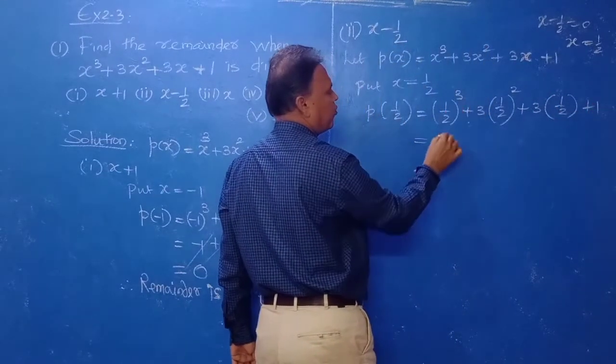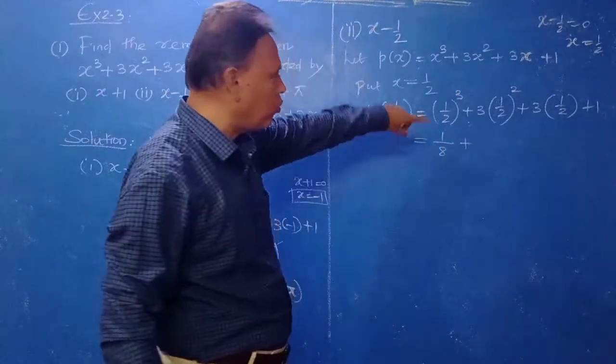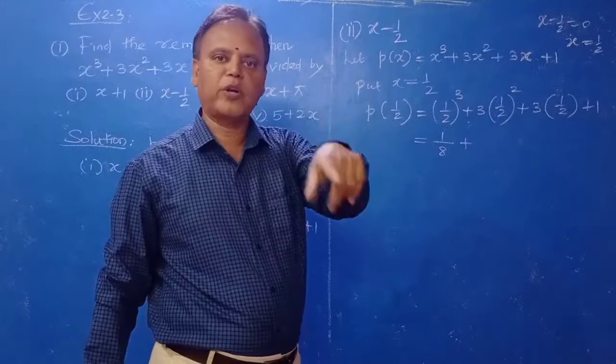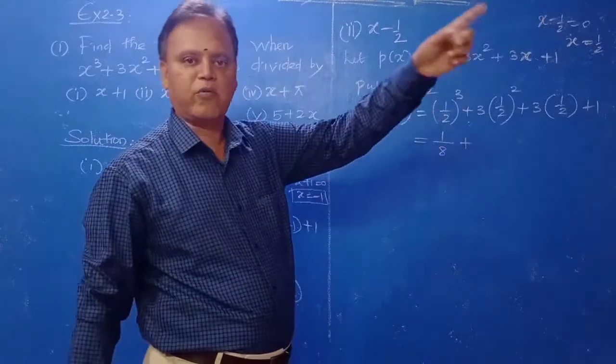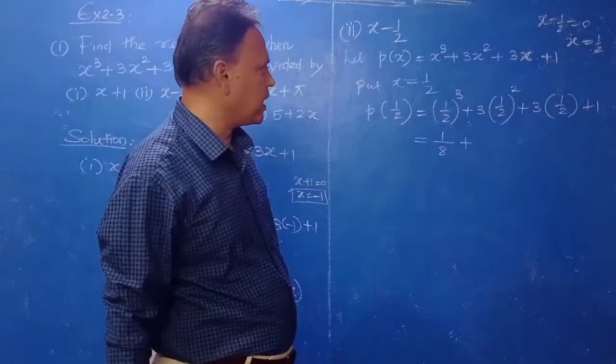So 1 cube is 1, 2 cube is 8. Okay, 1 by 2 whole cube is 1 by 2 into 1 by 2 into 1 by 2. All the numerators multiplied give 1, all the denominators multiplied give 8. So 1 by 8.